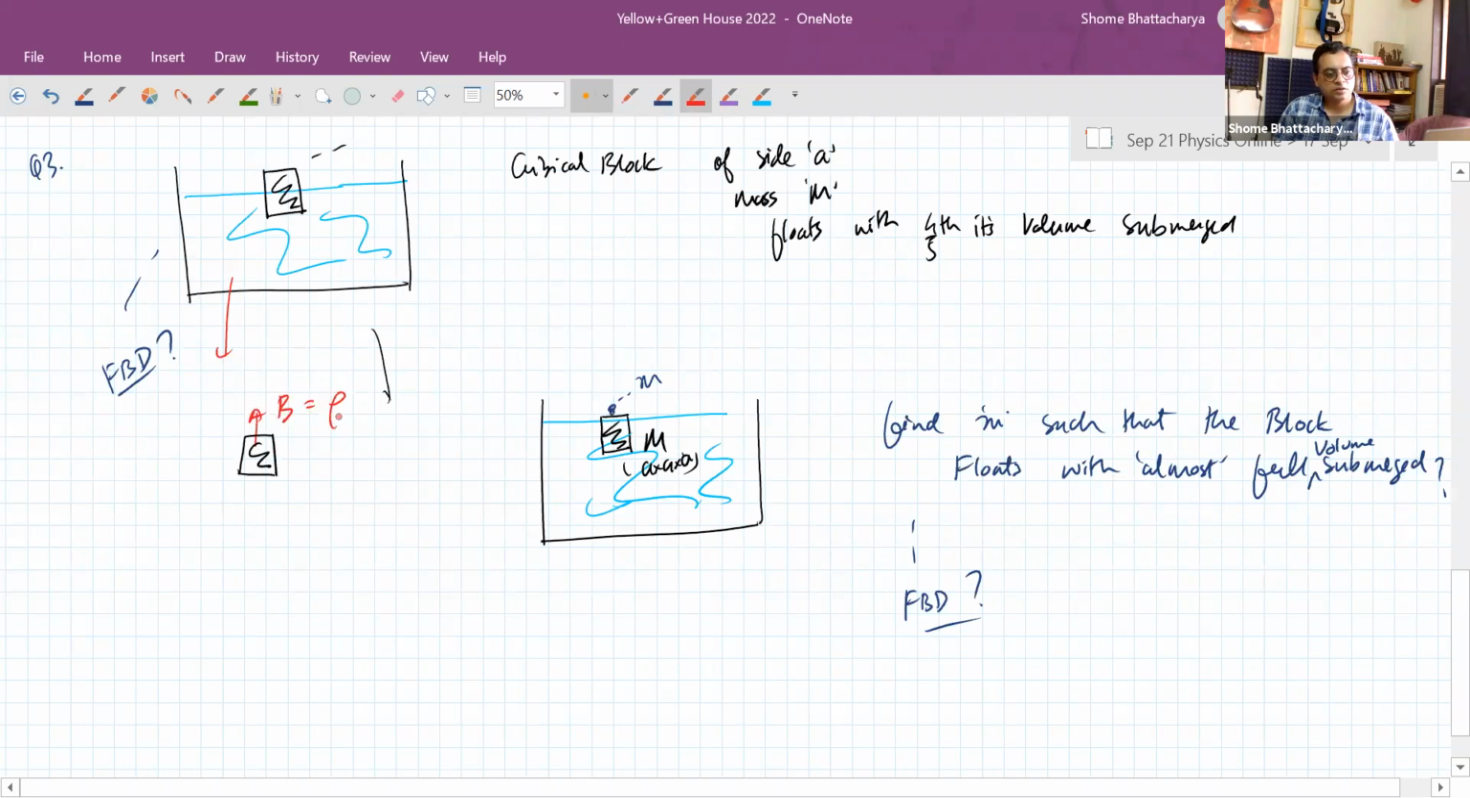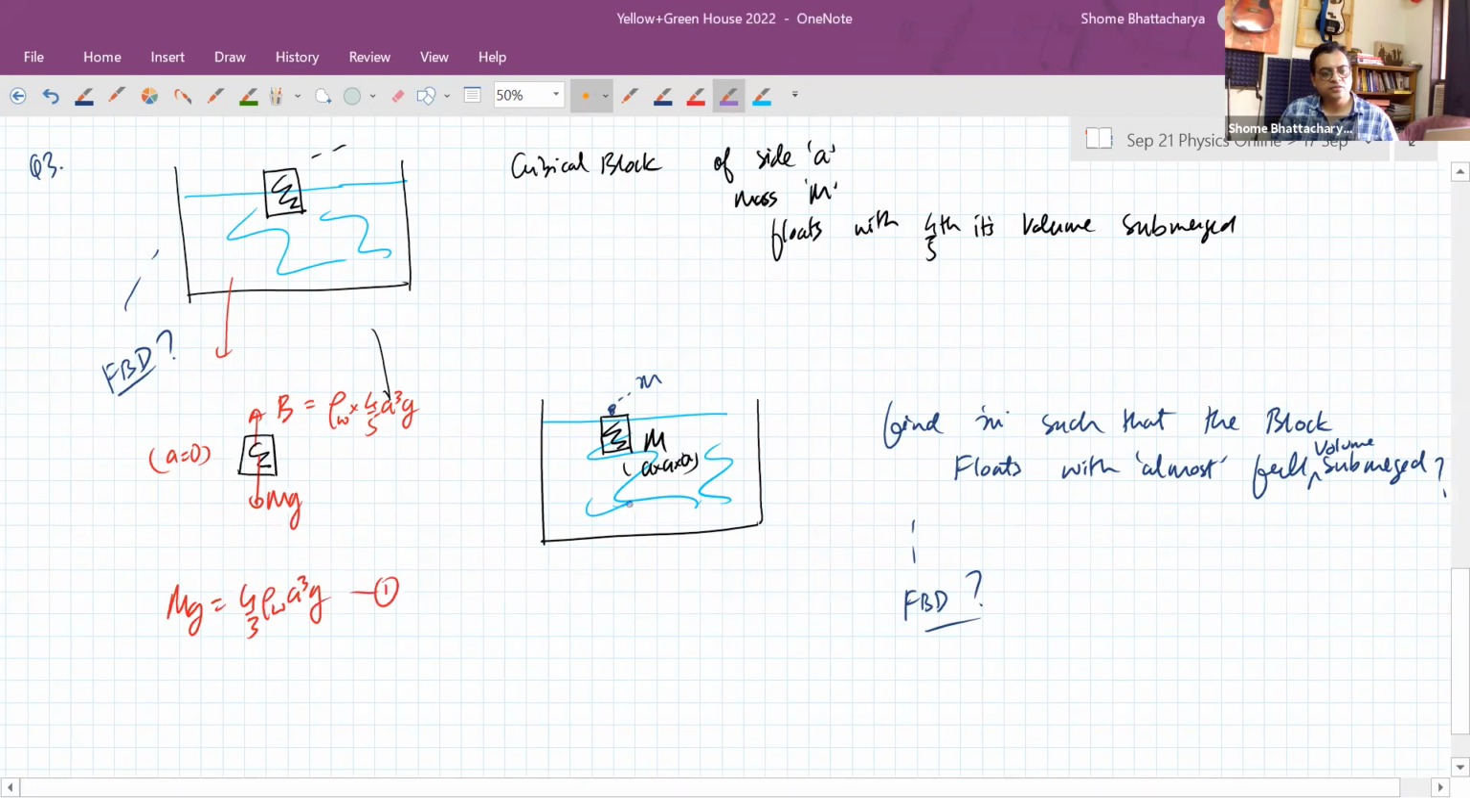So this will be density of water into 4 by 5 A cube into g. This will balance Mg. Okay, I'll see that also. So this is telling me that Mg is equal to 4 by 5 into density of water into A cube into g.